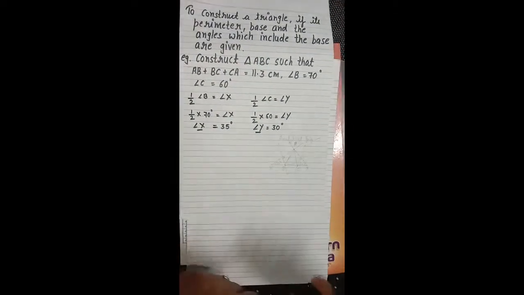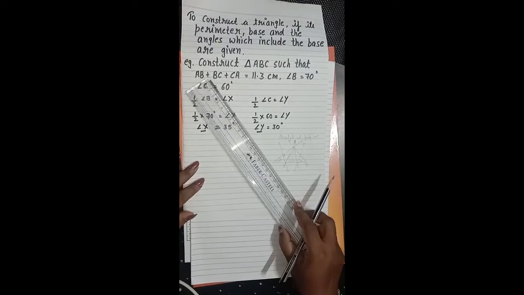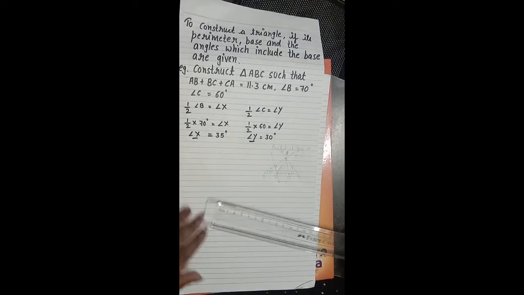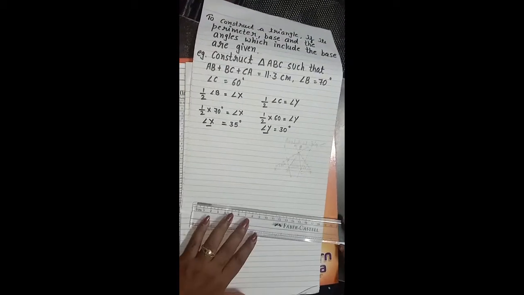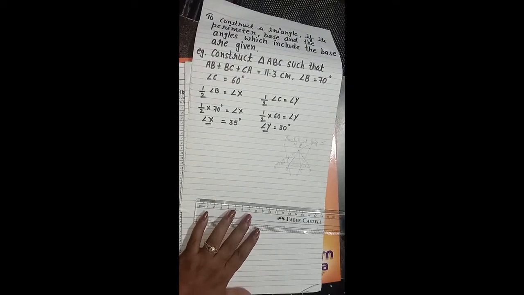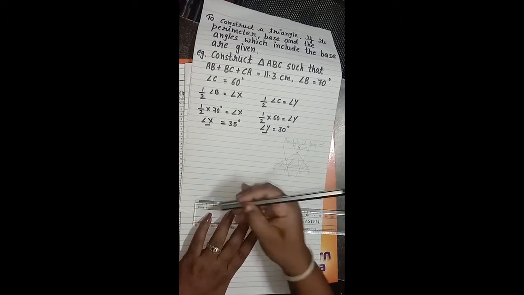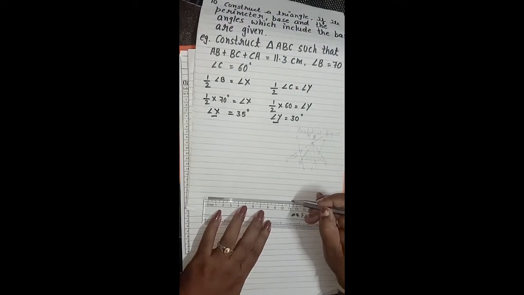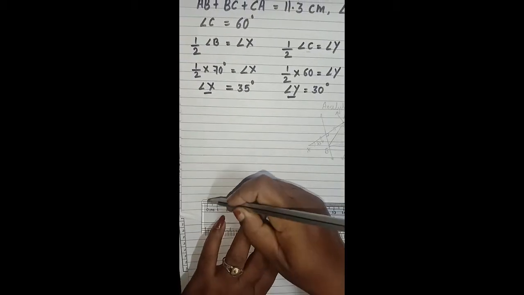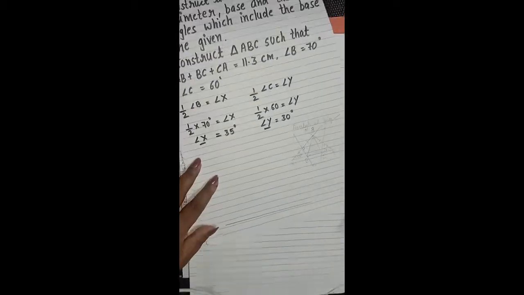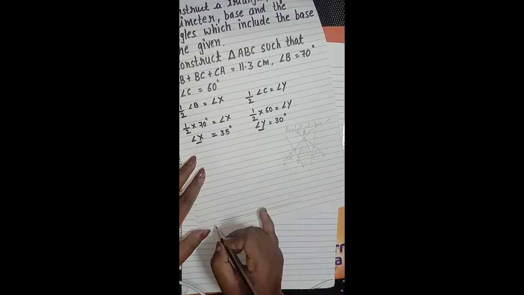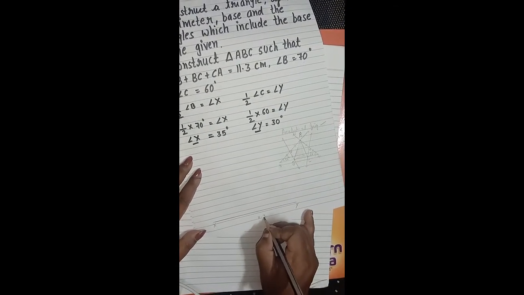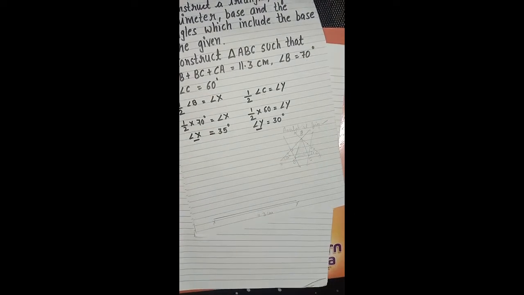Now we will construct. The base will be what? AB plus BC plus CA is equal to 11.3 centimeter. So we will draw here an 11.3 centimeter base, and we will give it the name XY. XY is 11.3 centimeter.